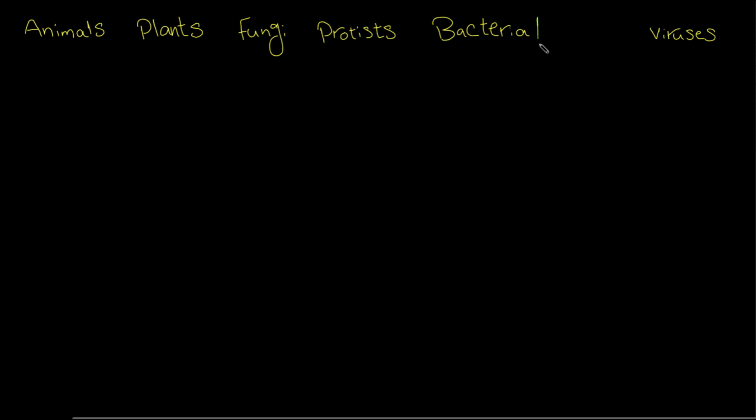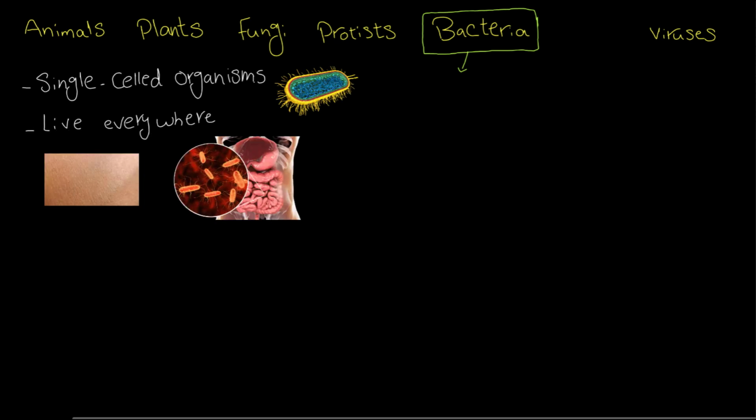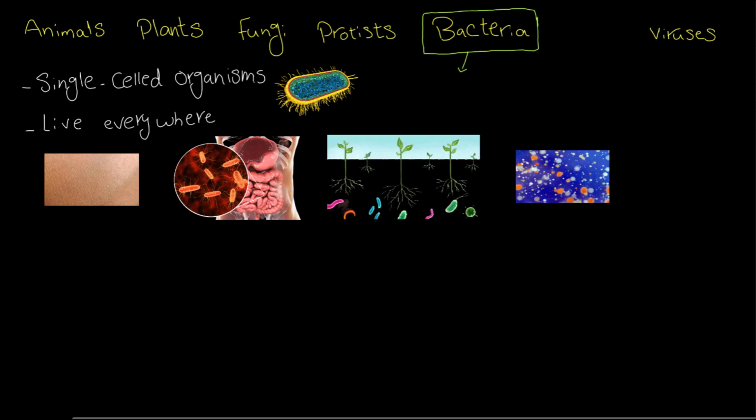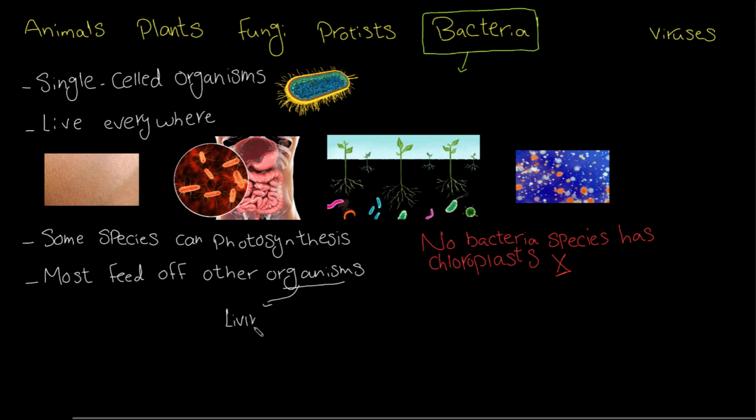Now let's move to bacteria. And there's lots of interesting information here that we're going to talk about in a different video. But you must know that bacteria are single-celled organisms that live anywhere. On your skin, inside your intestines, in soil, oceans, and everywhere else. Some species can photosynthesize, but no bacteria species has chloroplasts. And most bacteria feed off other organisms, whether they're living, like us, or dead, like fallen leaves.